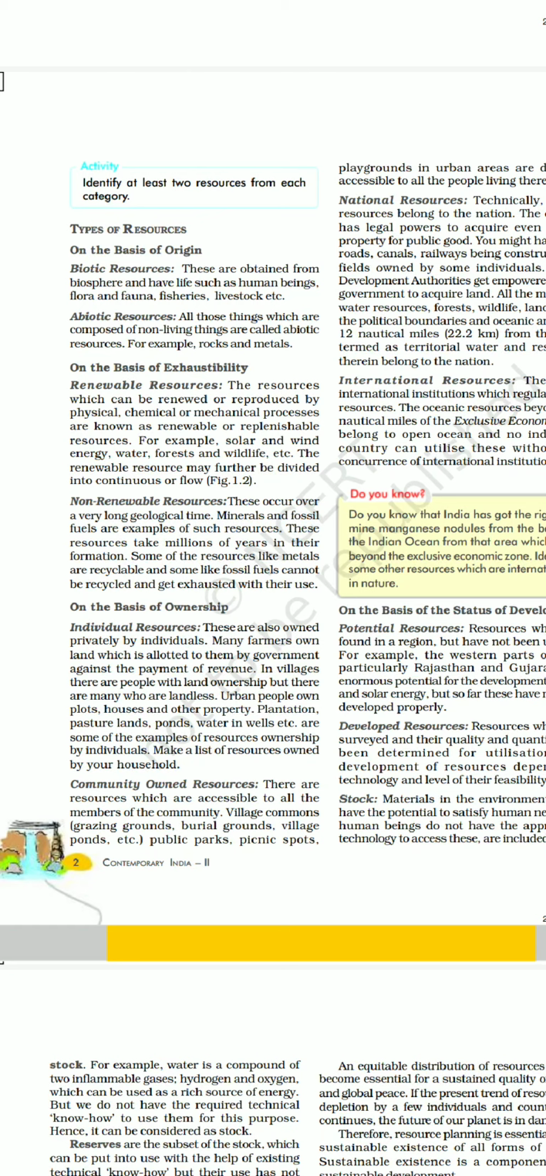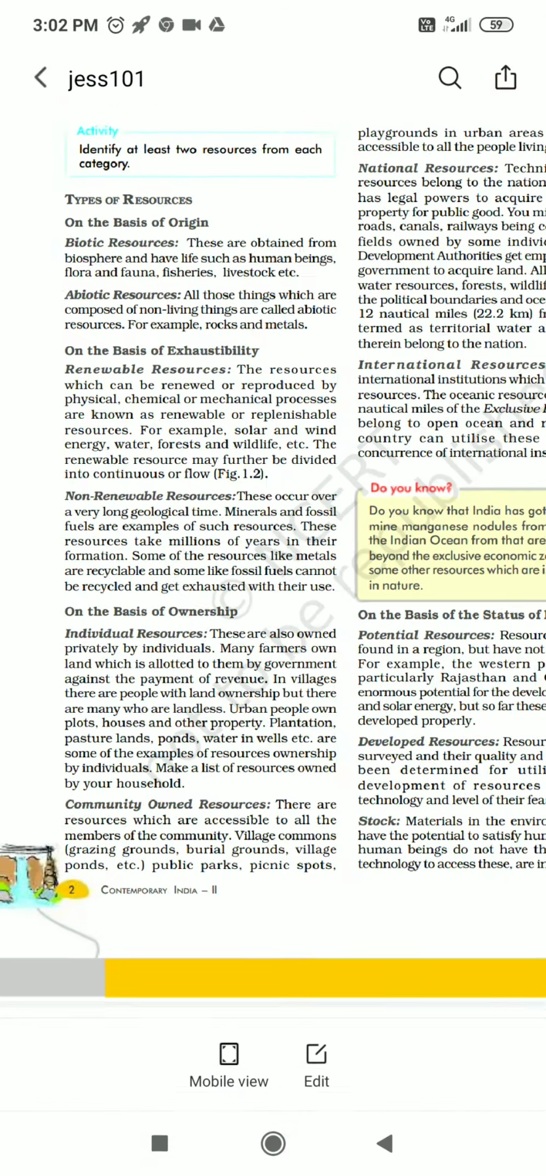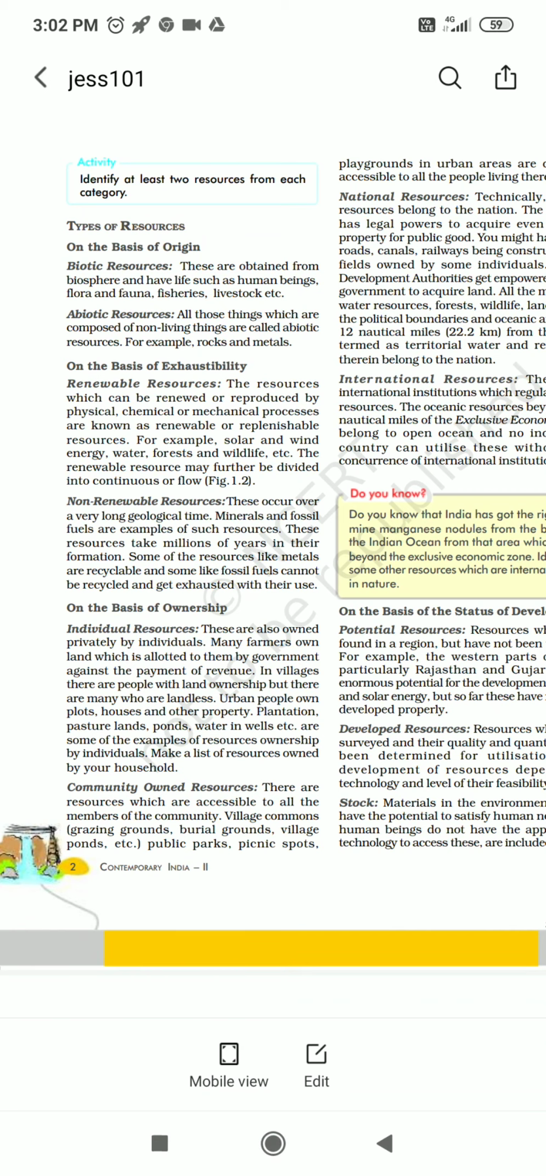The next is on the basis of exhaustibility. Resources are divided into two: renewable resources and non-renewable resources. Renewable resources means the resources which can be replenished or renewed or reproduced by physical, chemical and mechanical processes, and can be used from one generation to another. Examples: solar energy, wind energy, wildlife and so on. The renewable resources are further classified into two: continuous or flow.